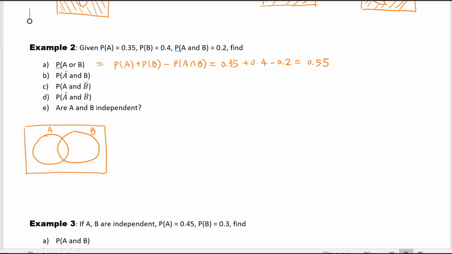Okay? So before you work on these examples, feel free to stop the video and work on the example first. After you've finished, continue to play the video and check your answers. Okay?